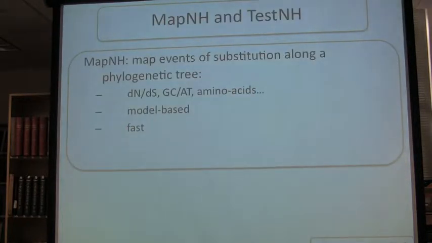So to try to circumvent these problems, we developed with colleagues in Montpellier, in Marburg, in Germany, pieces of software which are called MapNH and TestNH. And so MapNH allows you to just map events of substitution along a phylogenetic tree. And so those events of substitutions can be DNDS, which is what we are going to be interested in the next few slides, but you can also map substitutions that are towards GC, if you're interested in the evolution of GC content along the tree, towards AT. You can also look at amino acid sequences and also map those substitutions between amino acids if you're interested in that. And it's a model-based approach, and it's fast.